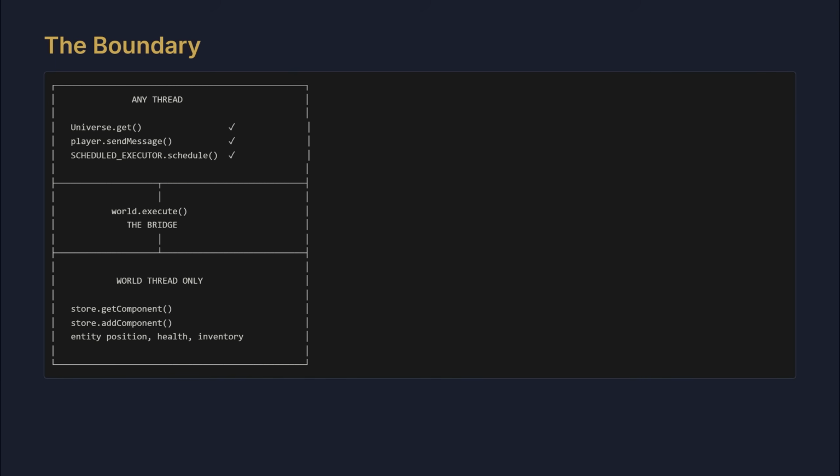So we need something in between. We need a bridge. And every world has a method called execute. And this world.execute method is the bridge between the two zones.